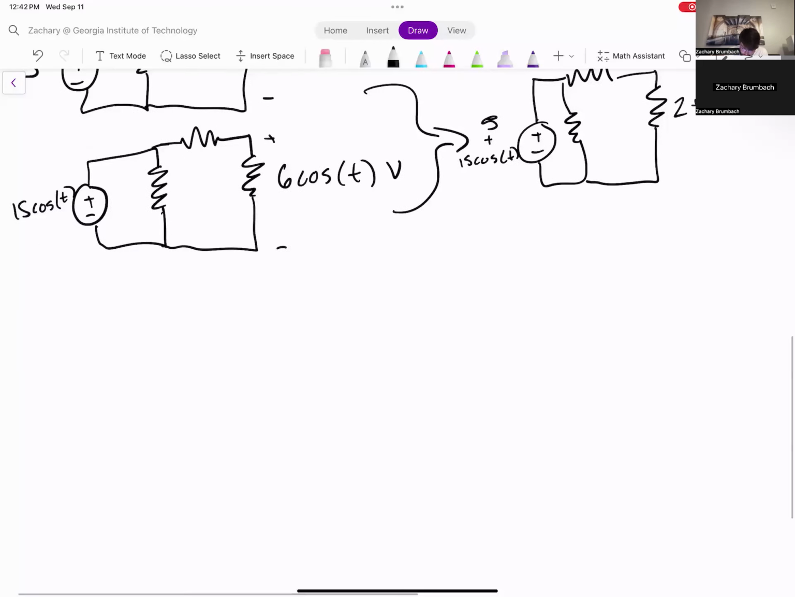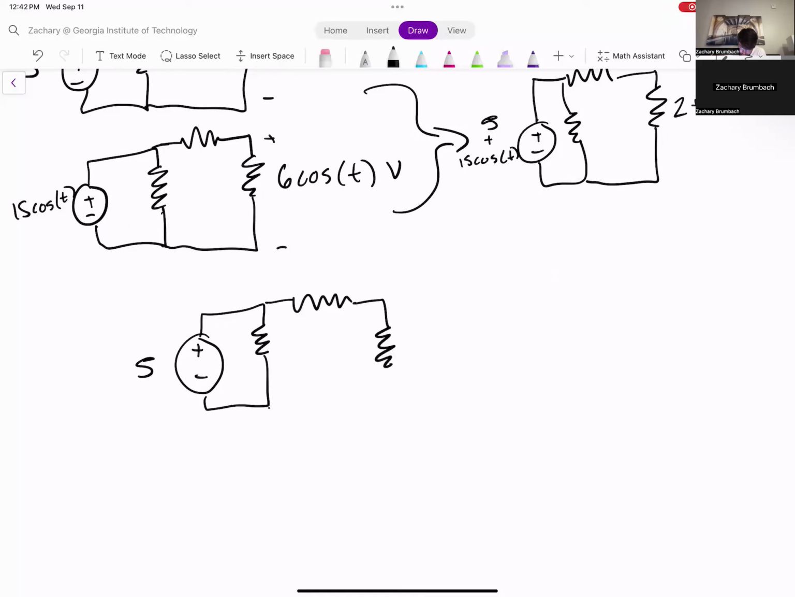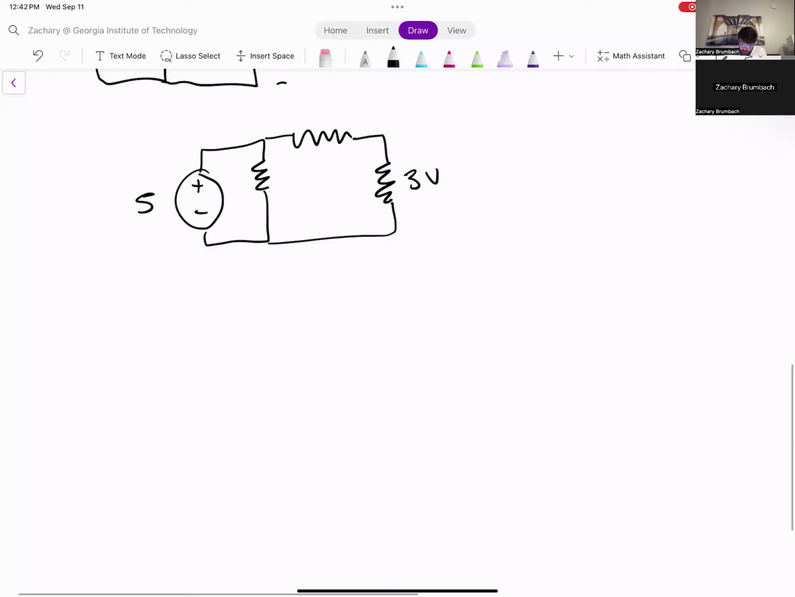And to see what it would look like for closure under multiplication, say we have another 5-volt source. Same sort of circuit. And let's call this now 3 volts, just a different circuit. And then instead we have a now 50-volt source.